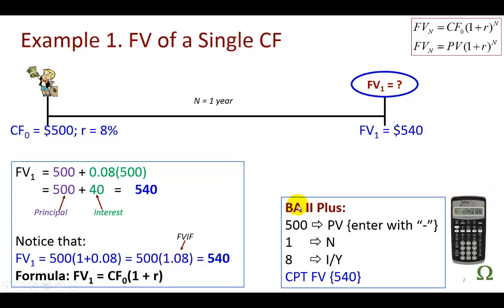In example 1, where the investment period is 1 year, I showed that future value is simply the current cash flow of $500, which is shown here, multiplied by the future value interest factor over the 1 year period. And that's obtained using this future value formula that you see right here. Using the BA2+, we get the same result by entering these inputs that you see here.